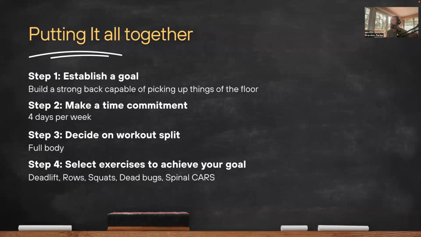So some of these exercises I'm thinking about are dead bugs, rows, deadlifts, squats, and spinal CARS. Just to talk about what spinal CARS are, because you might never have heard those before, CARS just means controlled articular rotations. Think of arm circles, but for the spine. It allows you to access these ranges of motion that we don't normally get into on a normal basis. And because you're accessing these ranges of motion, you're going to be building strength and coordination, making it less likely for you to be injured.